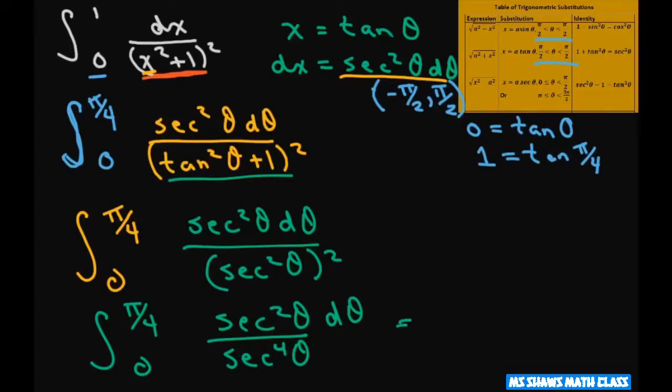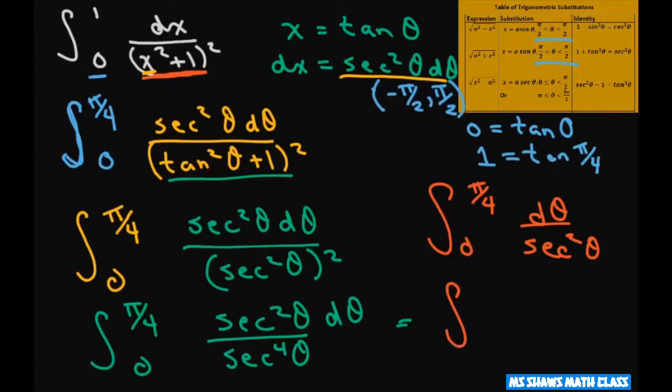And simplifying that, we get 0 to pi over 4. And this is just going to be 1 divided by secant squared theta. And I'm going to put the d theta here. And that's going to end up being cosine squared theta d theta. All right, now that you have that, we can evaluate. Well, let's rewrite that again. So we have 0 to pi divided by 4 and cosine squared of theta.